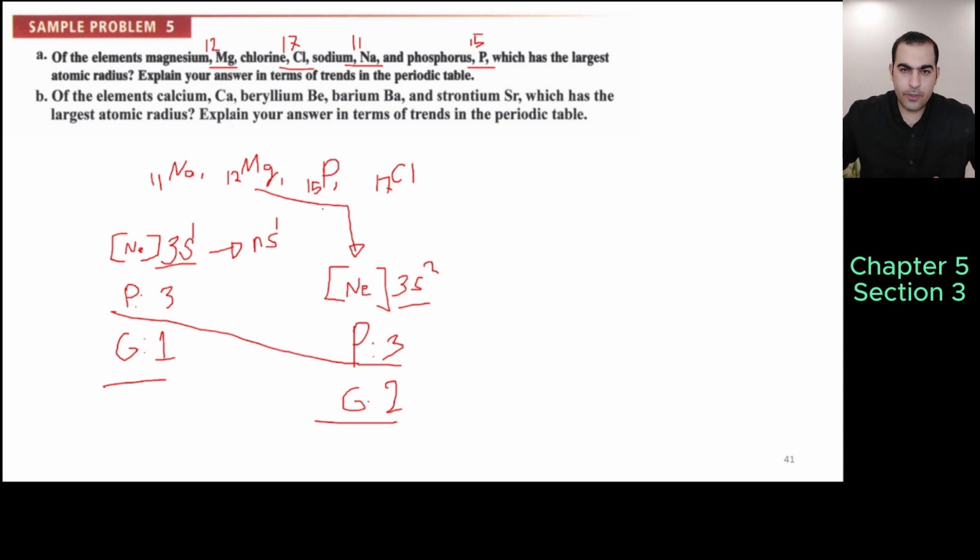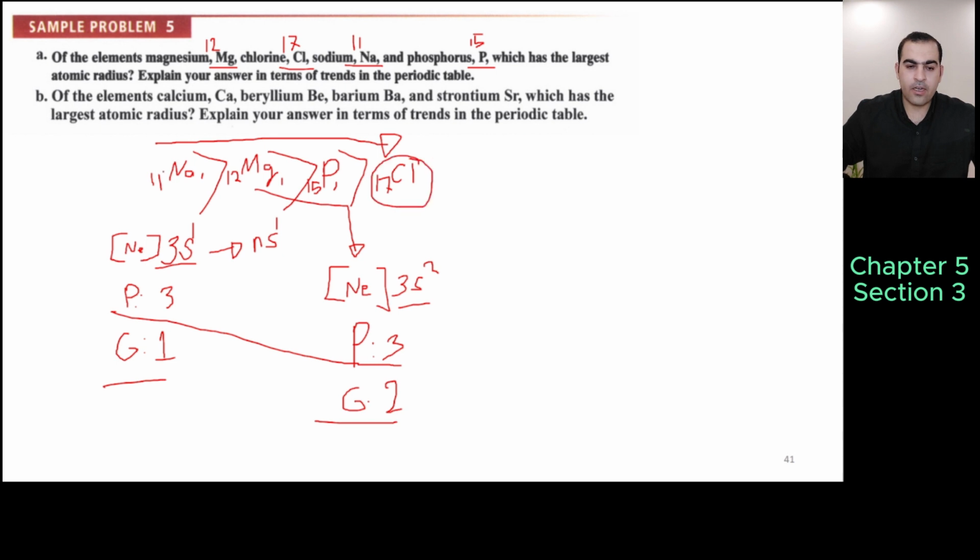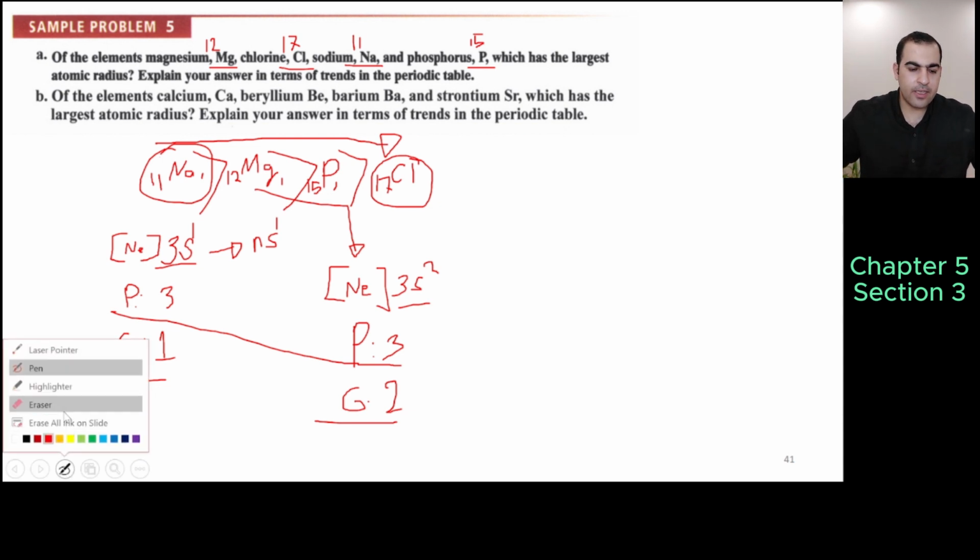When we know they are in the same period, what should I know? I have ordered according to increasing atomic number. As we go from left to right across the period, does atomic radius increase or decrease? Atomic radius decreases. So magnesium is less than sodium, magnesium is also higher than phosphorus, and phosphorus is more than chlorine. The smallest one is chlorine and the largest one is sodium. Okay? Let's look at the next example.